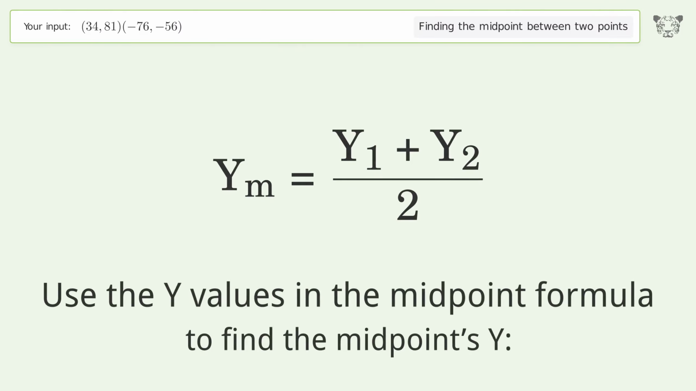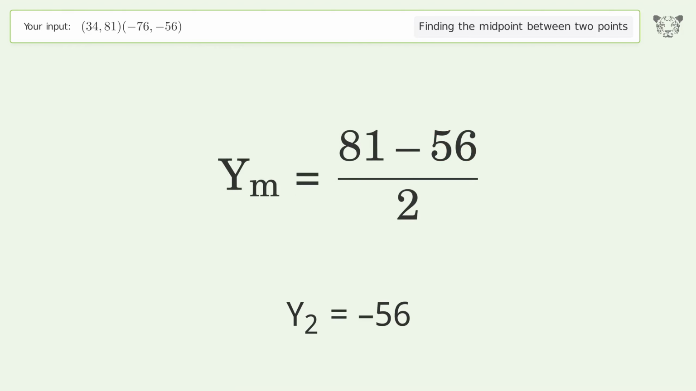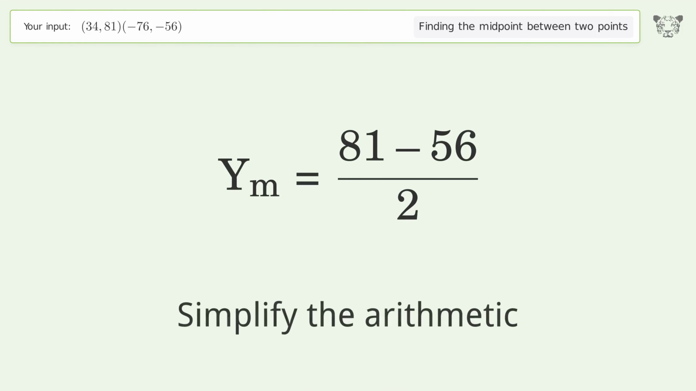Use the y values in the midpoint formula to find the midpoints y. y1 equals 81. y2 equals -56. Simplify the arithmetic.